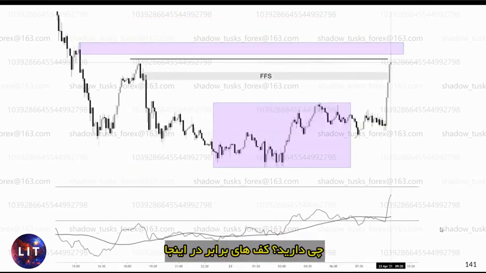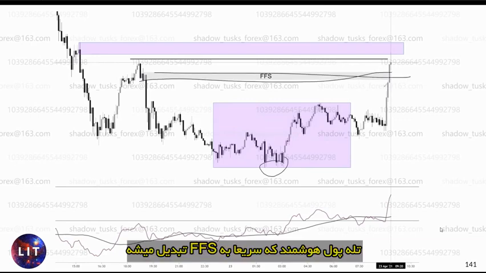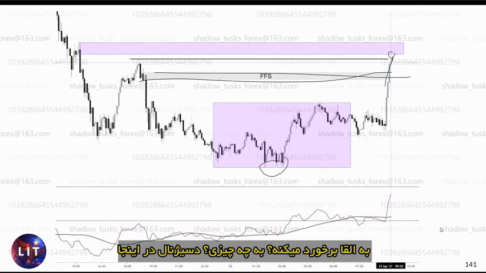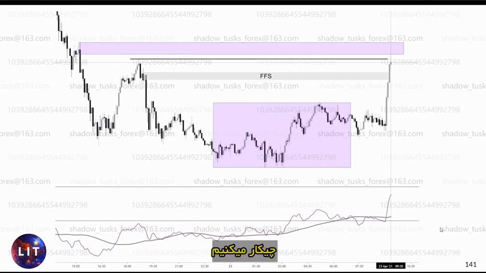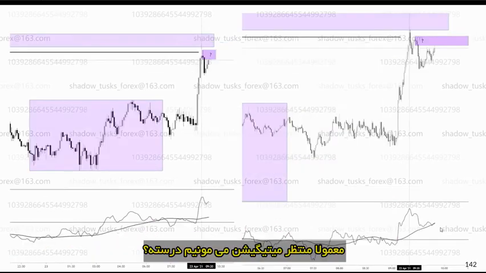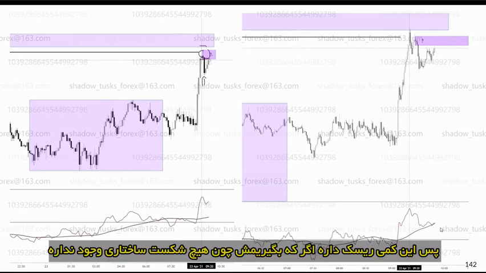Another one. What do you have? Normal cycle. What do you have? Equal lows here. Smart money trap turns immediately into FFS. Taps into inducement. Into what? Decisional in here. Timing. Perfect timing. So what do we do? We wait for the mitigation, usually. Right? So no break of structure. No break of structure. So this is already risky to take because there's no break of structure.